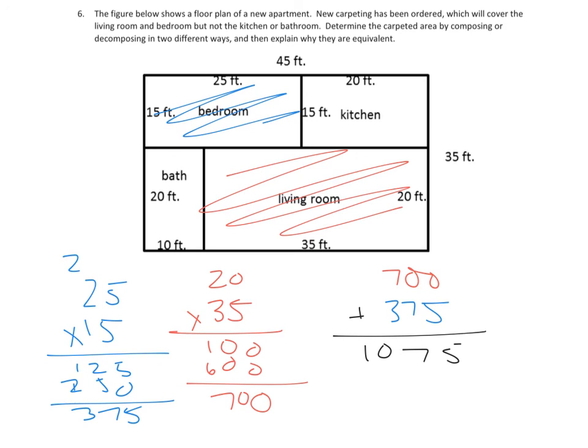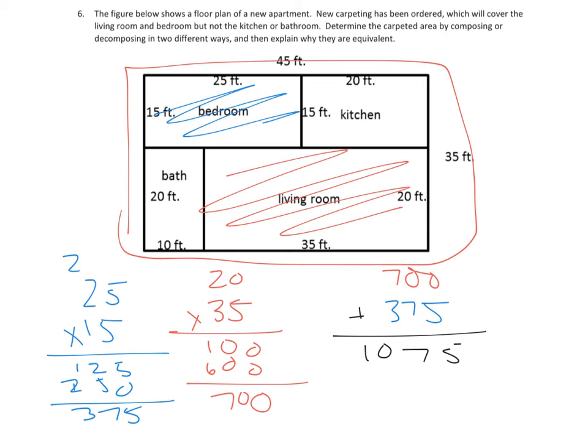I want you to worry more about that than determining the carpet area by composing or decomposing in 2 different ways. What we just did right there was we decomposed the entire rectangle into the 2 pieces that we needed. Okay? I want you to worry more about getting this answer, 1,075. Okay? Alright guys, I'll see you tomorrow.